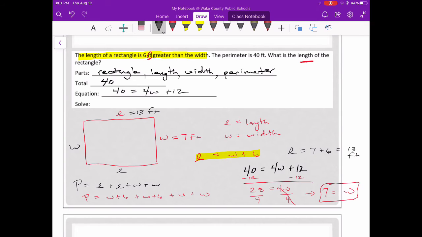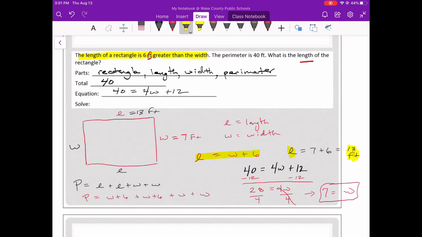It's very tempting to end that problem after you figured out that W was 7, but make sure that you've answered what they've asked you to answer. So if they say find this, make sure you find whatever that is. Here they asked for the length, so we had to know what that length was, and we've got it right here.